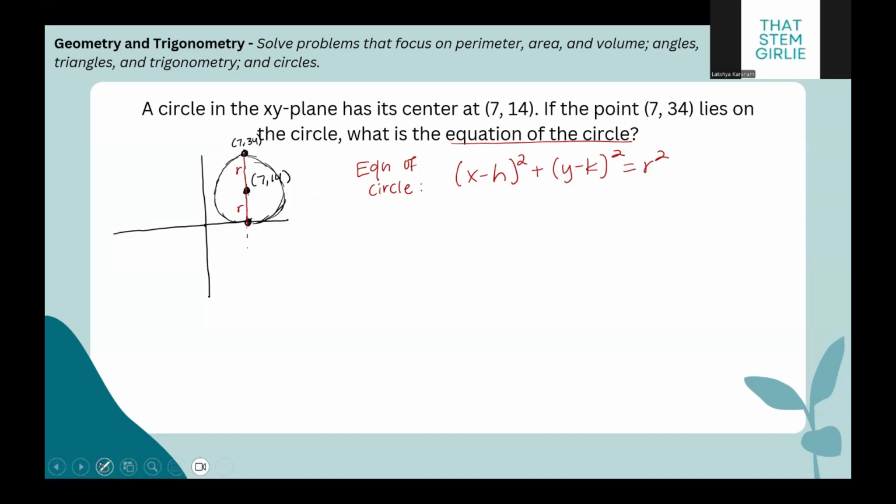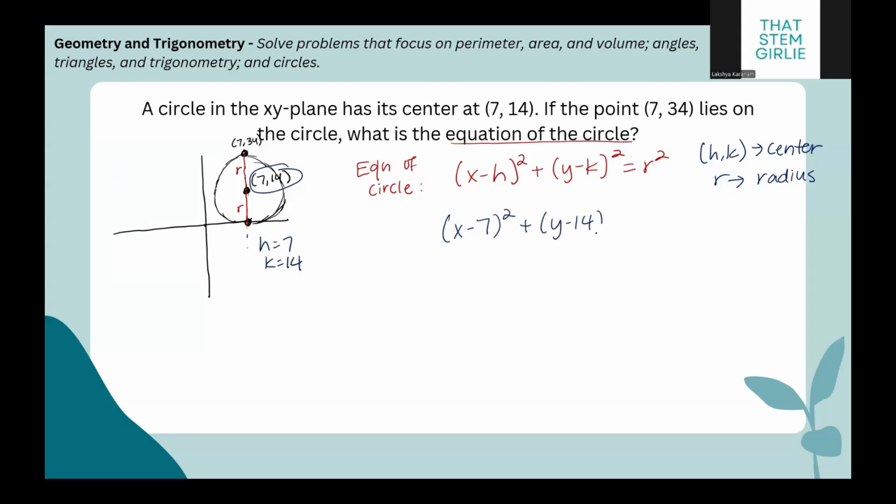So this is when (h, k) is the center and r is the radius of your circle. So we know what the center is. It's (7, 14), which means h is 7 and k is 14. So we're going to plug those in. So (x minus 7) squared plus (y minus 14) squared equals, what is the radius now?